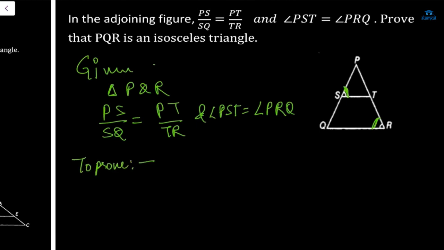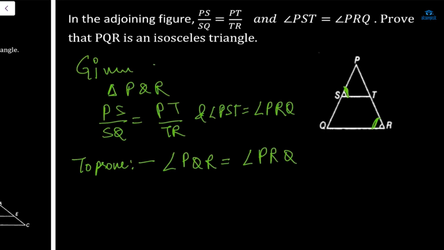Triangle PQR is isosceles, or it's better to write angle PQR is equal to angle PRQ. If it is an isosceles triangle, this only happens. Either you can prove that the opposite sides are equal, or you can say that two of the angles are equal. So how can you prove that these two angles are equal? Any hint? What can we draw from the given?